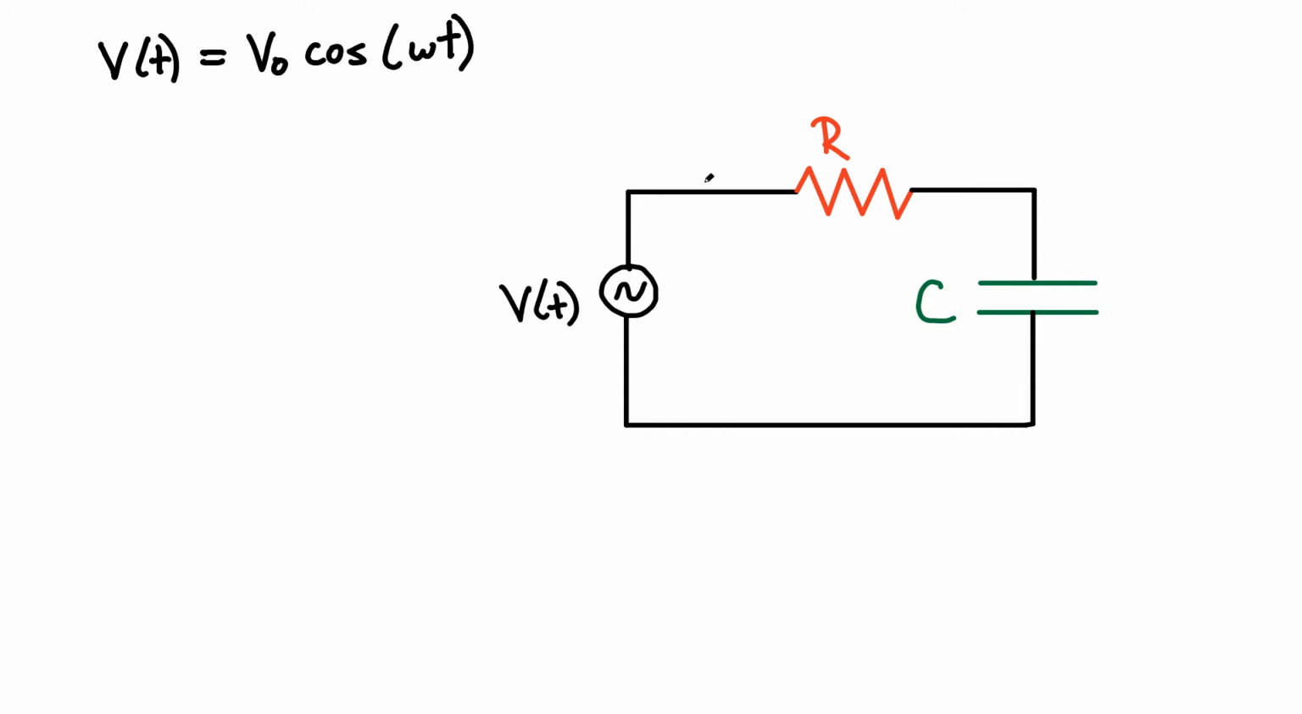Now, the current that's going to flow here is going to be a current as a function of time. The current is not necessarily going to be in phase with the voltage. When you include a capacitor over here, it introduces a phase offset between the voltage and the current. So we're going to have to write the current in a slightly different form than just cos omega t. We're going to introduce a phase factor there.